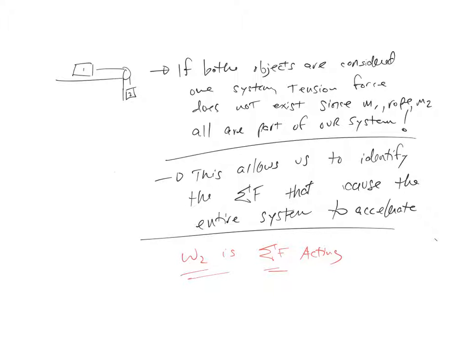what did I just do here? So W2 is the only net force acting that is external to our system. Okay? So what does this all mean, right?